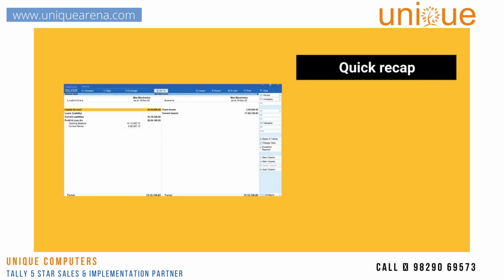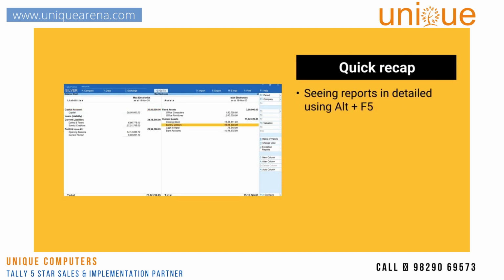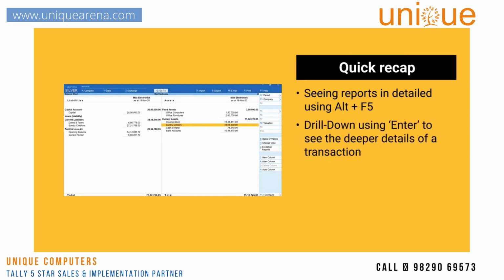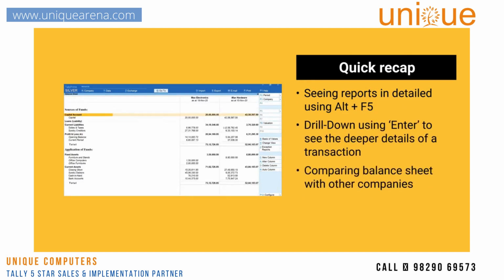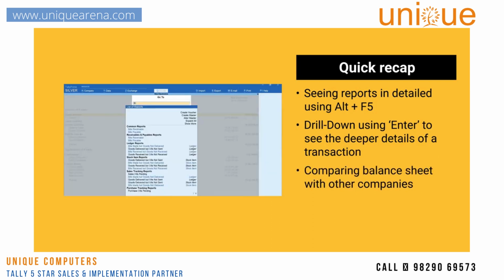Here is a quick recap of the things we learned. Seeing reports in detail using Alt plus F5. Drill down using Enter to see the deeper details of a transaction. Comparing the balance sheet with other companies. Using Go To to search and view reports.